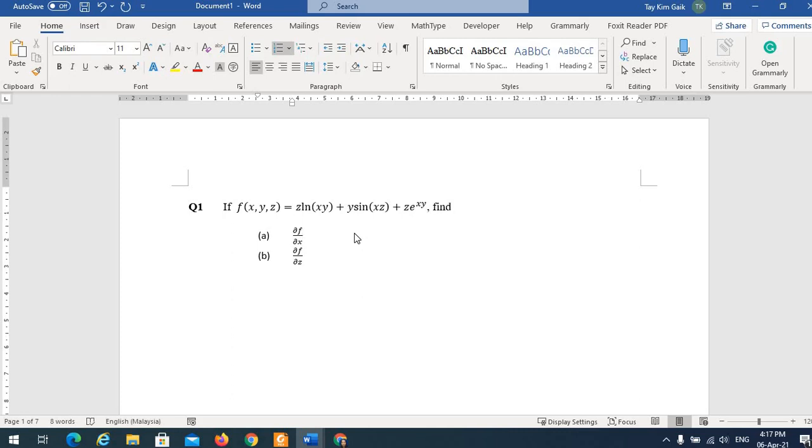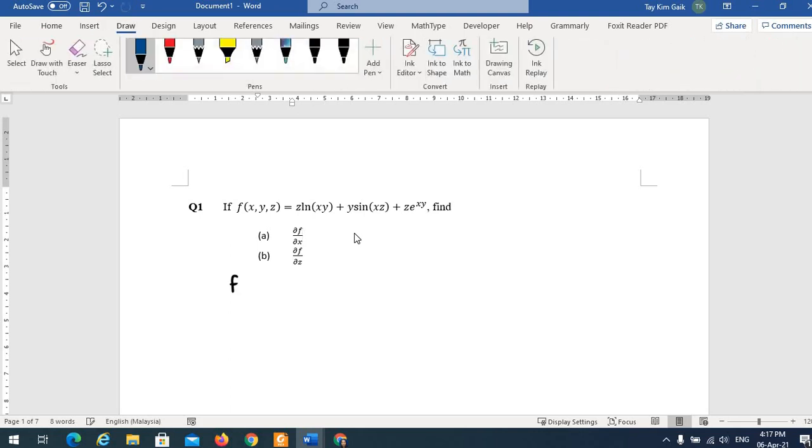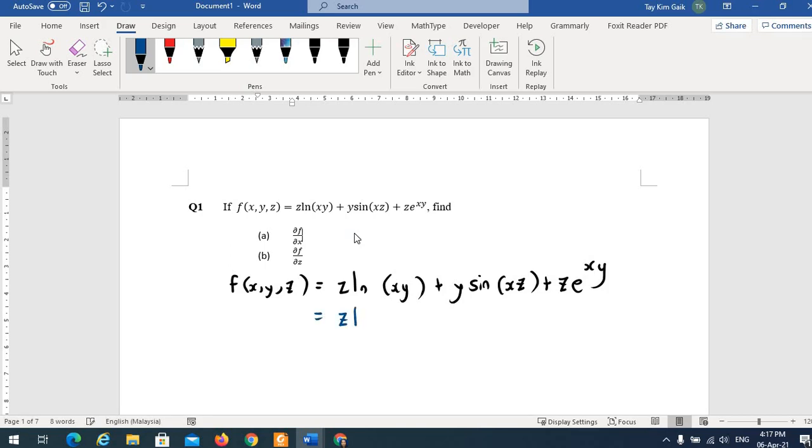So for question A, del f, del x. Basically you have your f(x, y, z) is z ln xy plus y sin xz plus z exponent xy. Ln xy, you can use the logarithmic formula: multiplication becomes addition. So you have z ln x plus ln y, plus y sin xz, plus z exponent xy.